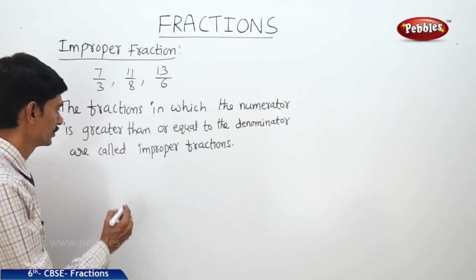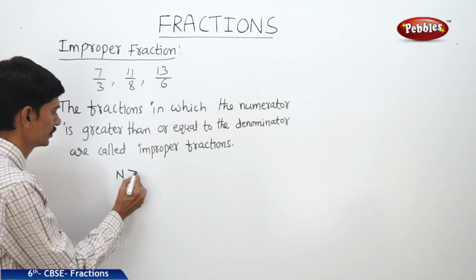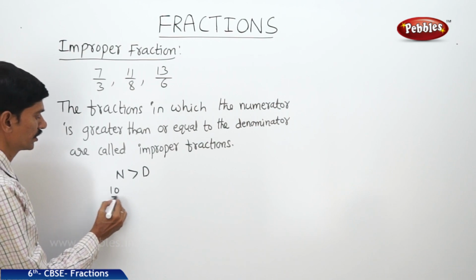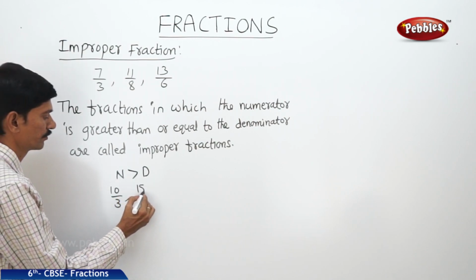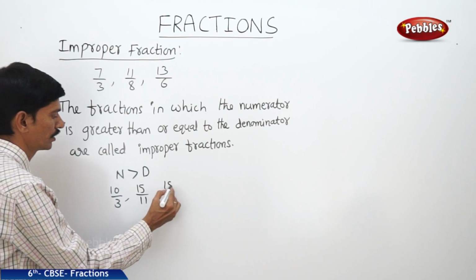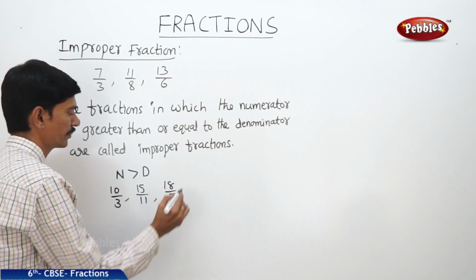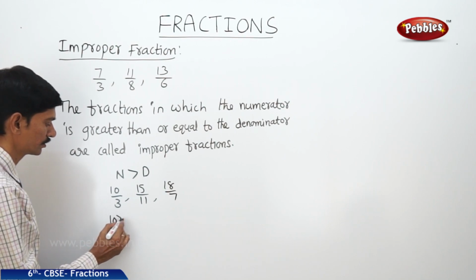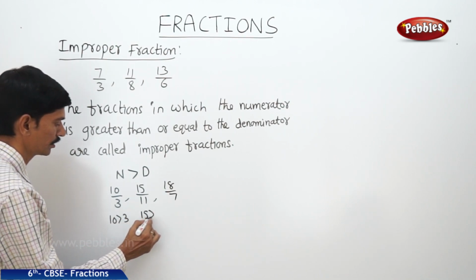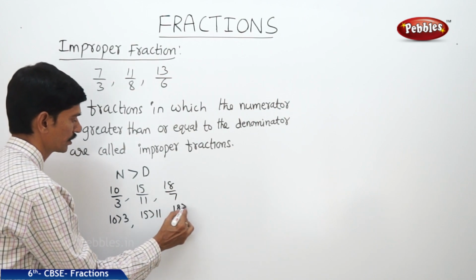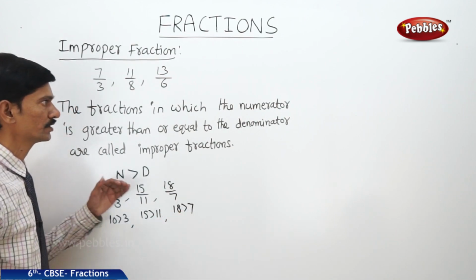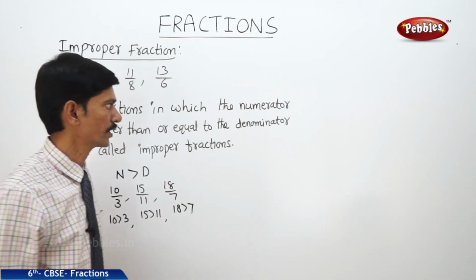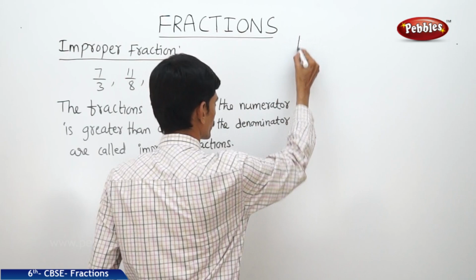Now if you write, here the numerator is greater than the denominator, so we can take 10 by 3, 15 by 11 and 18 by 7. In all these fractions, the numerator is greater than the denominator. 10 is greater than 3, 15 is greater than 11 and 18 is greater than 7. So if the numerator is greater than or equal to the denominator, it is said to be an improper fraction. Now next, mixed fractions.